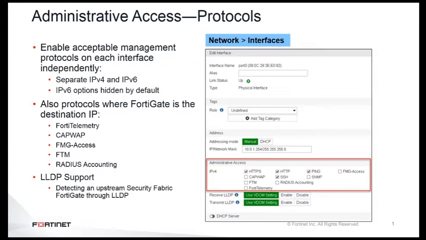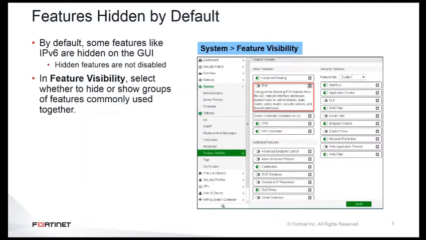When you assign the interface roles LAN or WAN to the appropriate interfaces, your FortiGate uses Link Layer Discovery Protocol, LLDP, to detect if there is an upstream FortiGate in your network. If an upstream FortiGate is discovered, you're prompted to configure the FortiGate to join the security fabric.